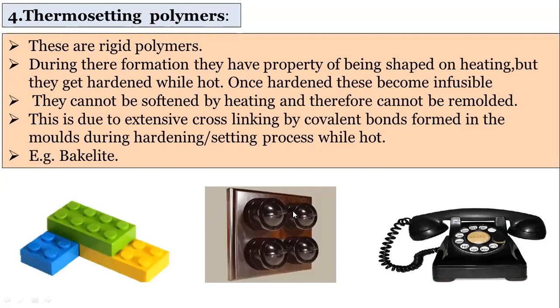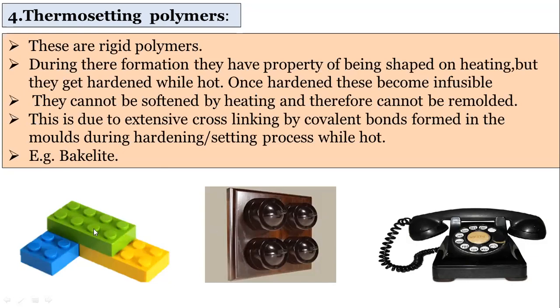See, these are the electrical switches. Then this is an old telephone body, and this is used for making toys. All these are examples of thermosetting polymers. And what is the difference between thermosetting polymers and thermoplastic polymers?